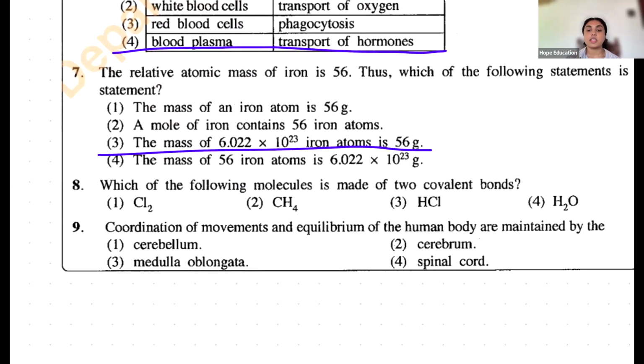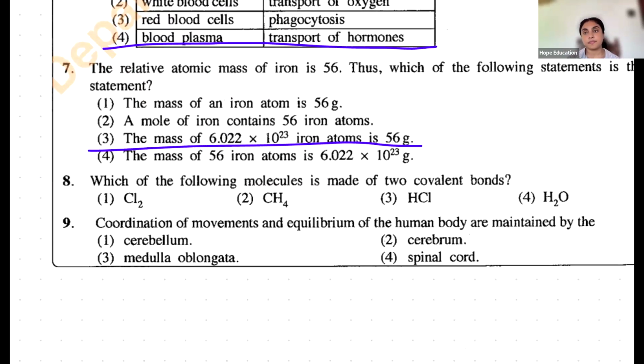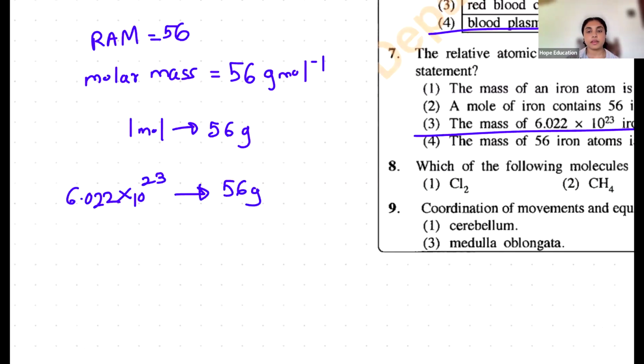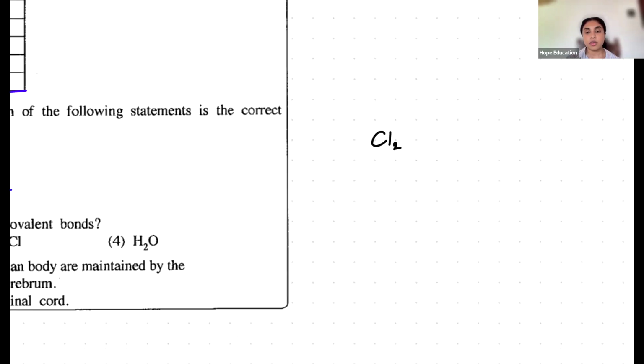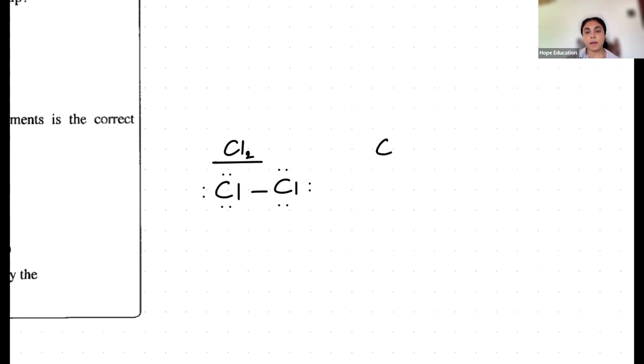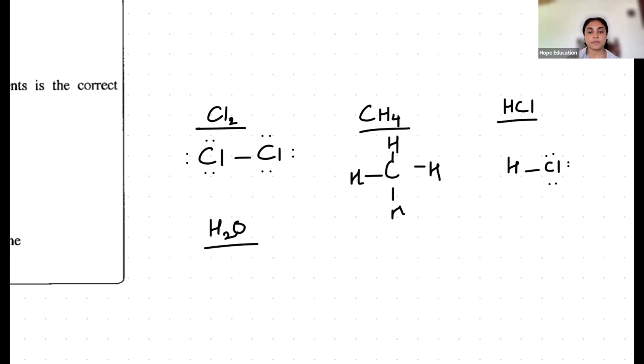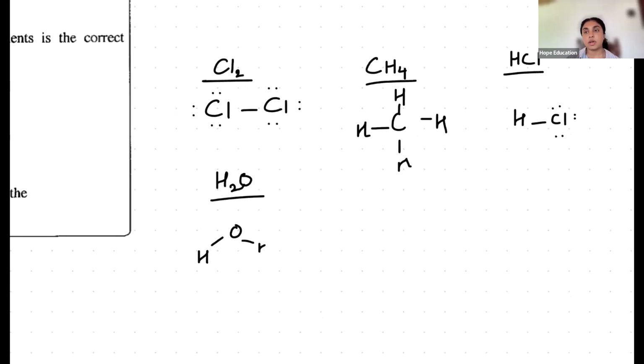Okay, next one. Which of the following molecules is made up of two covalent bonds? What is the answer? If you take chlorine, Cl2, lone pairs are like this. There is only one covalent bond. If you take CH4, carbon has four hydrogens around it. There are 4 covalent bonds. HCl has only one covalent bond. Water is the one where there are 2 covalent bonds.